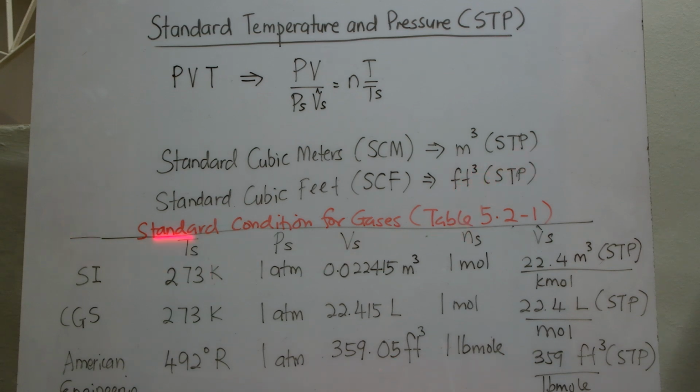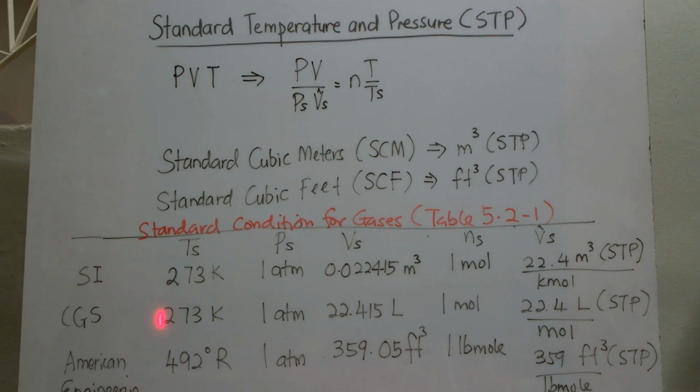Okay, so this is the complete table for STP. This table is actually in your textbook, table 5.2-1. In the table it lists 3 types of STP based on different units. Okay, so in SI, your T standard will be 273 K, which is equivalent to 0 degrees C. Your standard condition for pressure is 1 atm.